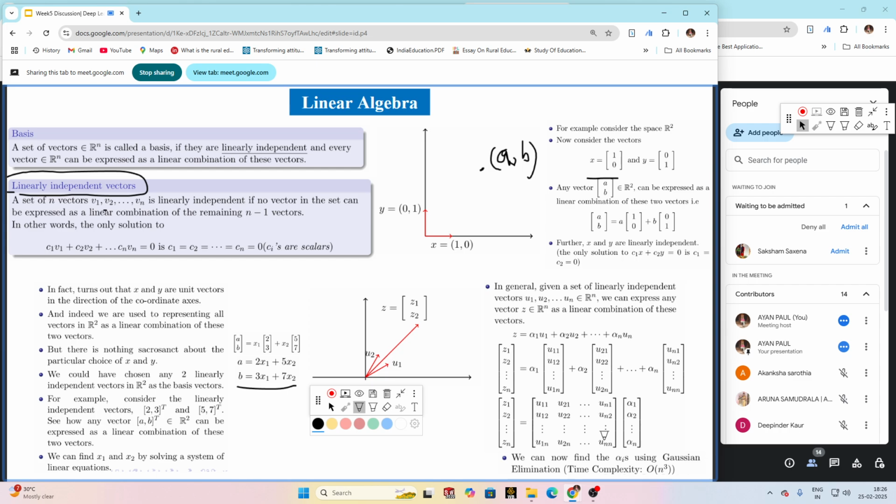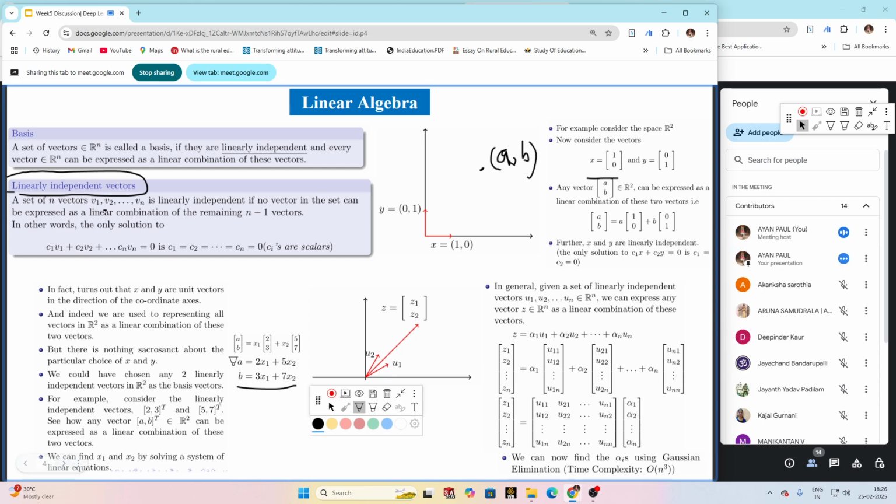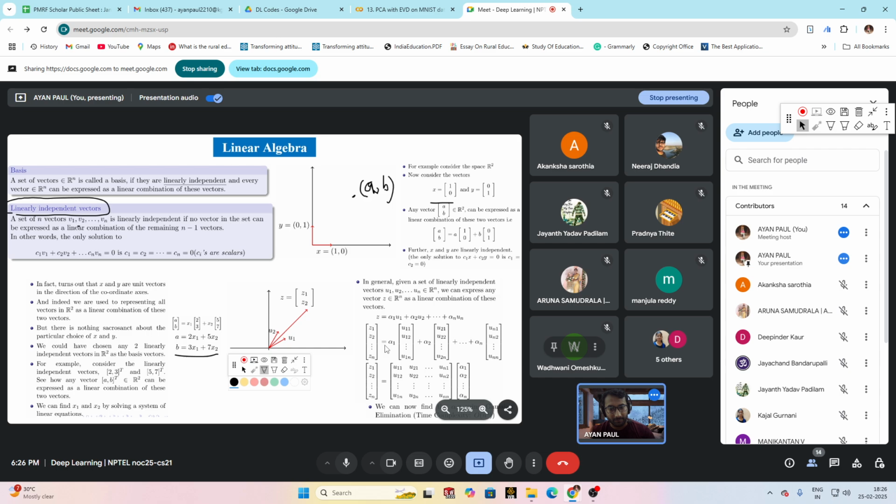So the summary of this slide is that we can project any point to any basis such that the basis vectors are linearly independent, and by that we can calculate the coefficients like alpha 1, alpha 2, etc., here like x1, x2, etc., and we can project our point to that basis. So this is about linear algebra. Is this slide clear?